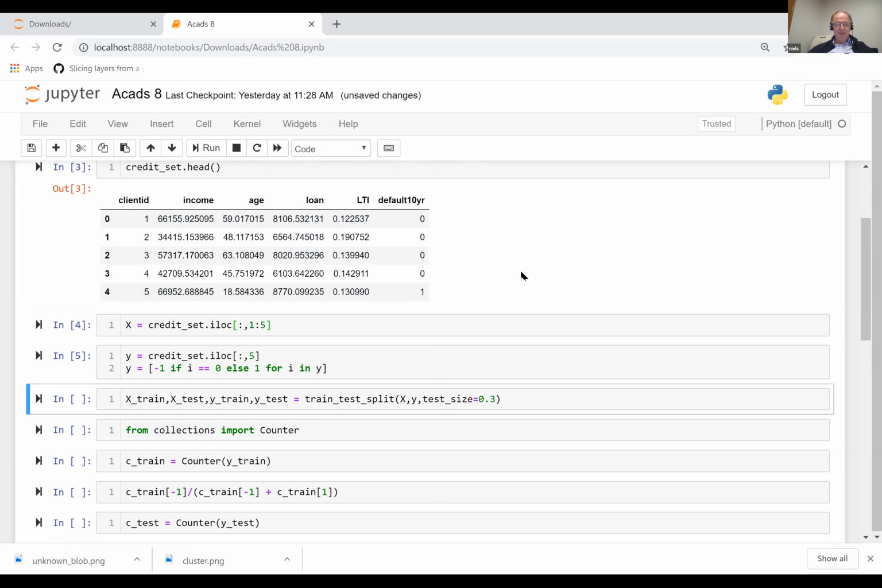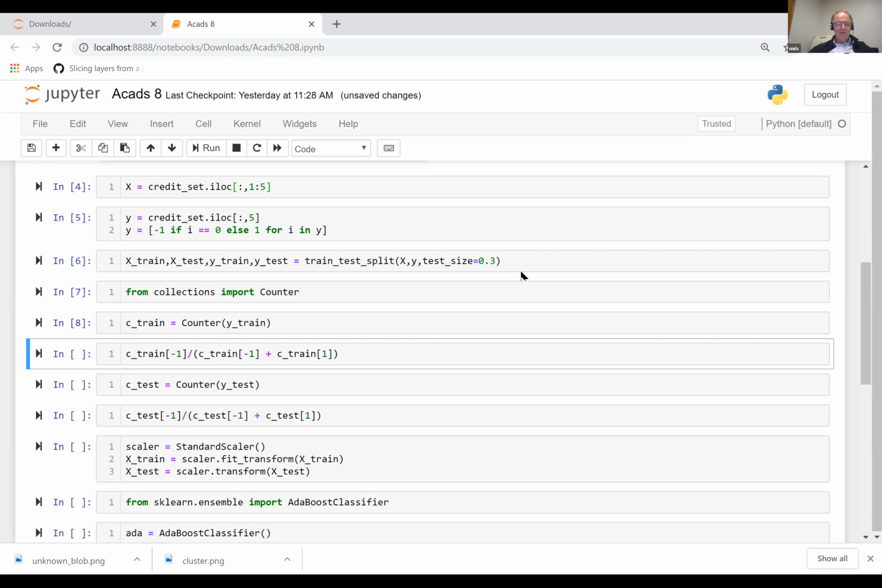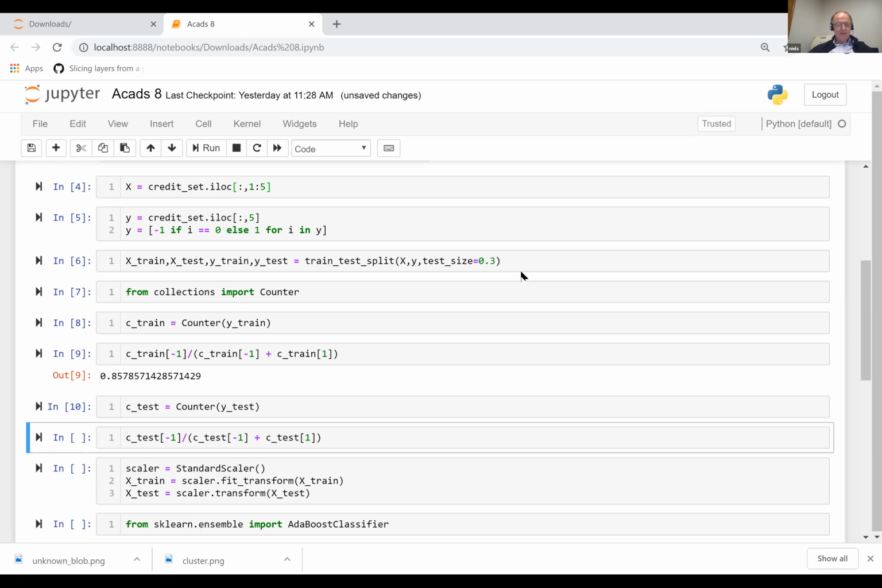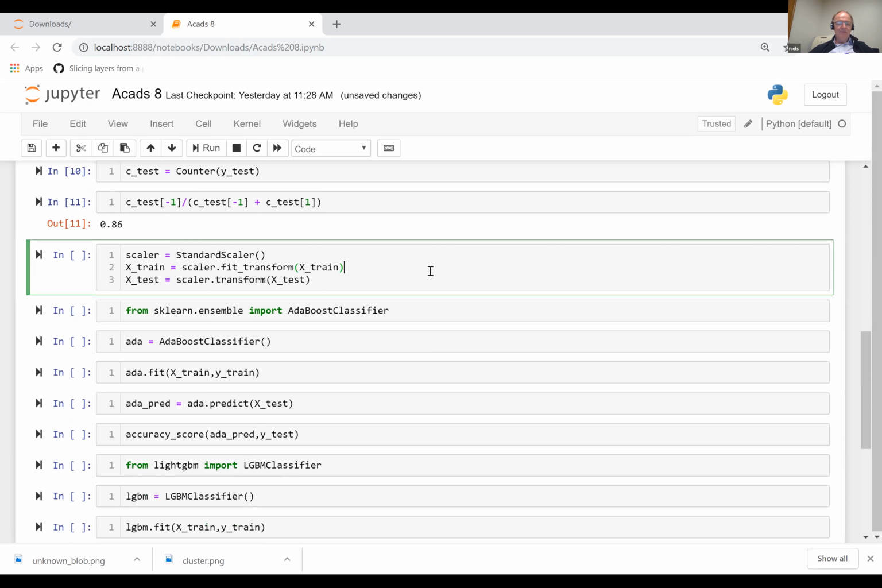I split it into a train set and a test set, and just to see how many I have of -1s and 1s, I can look at. I have this thing called a counter, which will count how many there are of each, and I just want to look at the fraction of plus and -1s in the training set and the test set. So I get something that's pretty similar. I scale them, though I really don't have to scale them for a tree based method. You really don't have to scale it, but I did it anyway.